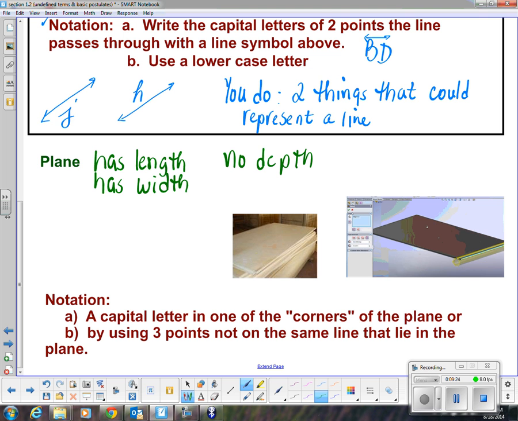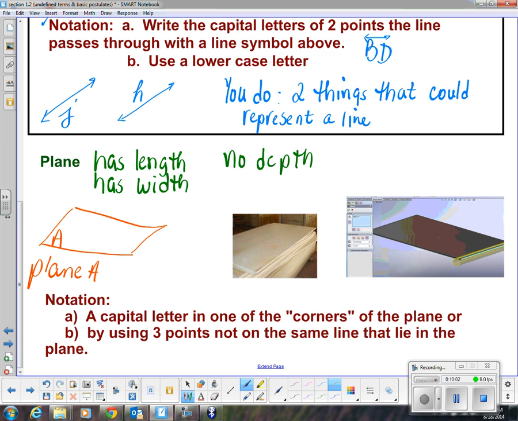This is some sort of piece of maybe foam. And again, we would have to assume that it goes left and right, or this way forever and that way forever. Now, when we draw a plane, we cannot draw something that goes in 2 or 4 directions to infinity, because then you wouldn't be able to see it. So when we draw a plane, we tend to draw something like a parallelogram. And to name a plane, usually there's a capital letter in one of the corners. So this would be referred to as plane A.